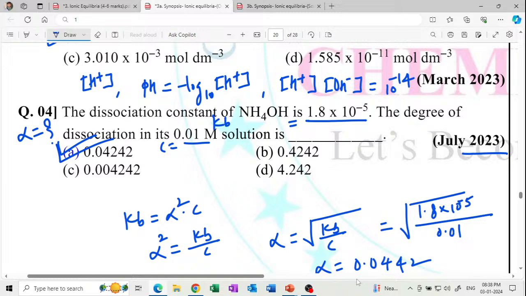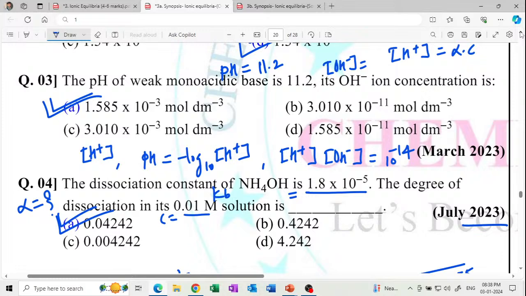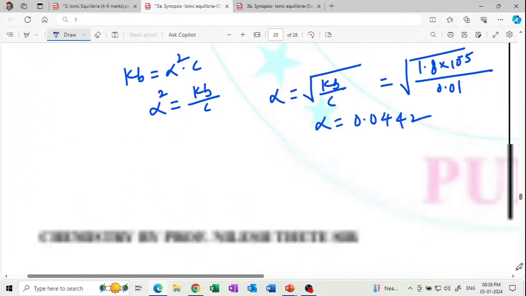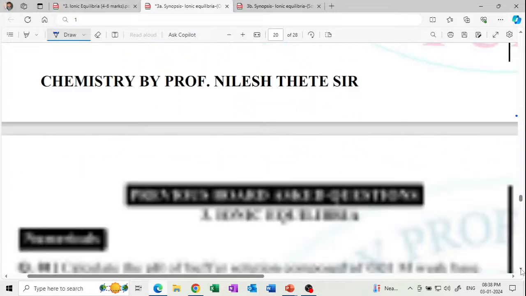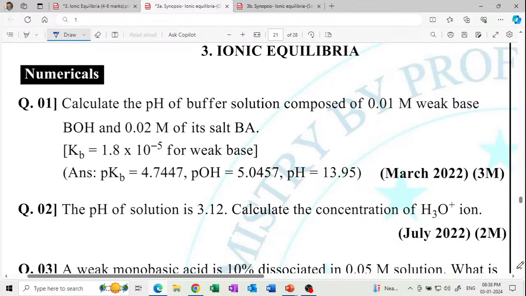Note it down please. July 2023, question from July 2023. These are MCQ questions. Next, numericals.